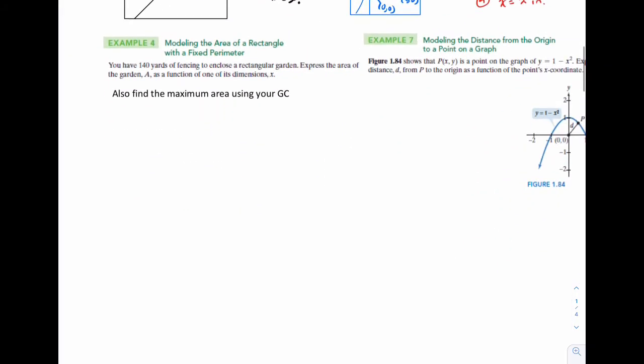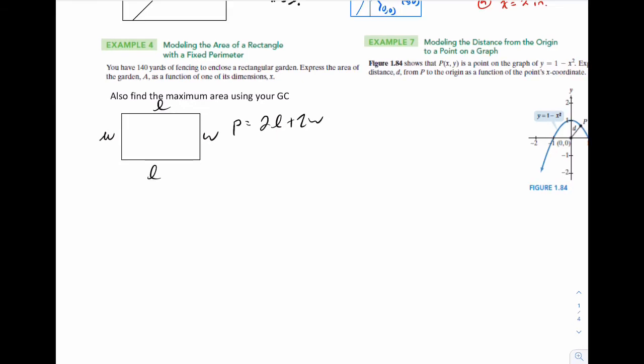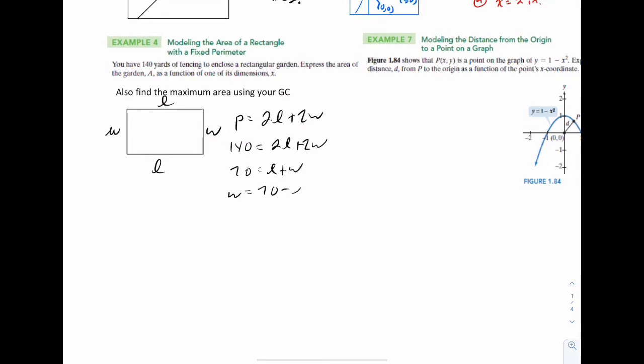We're on our last two examples here. Now it says we have fencing to enclose a rectangular garden. So if you imagine a rectangular garden here, here's our width, here's our length. We can see our perimeter is going to be 2L plus 2W. So 140 should equal 2L plus 2W. 70 is equal to L plus W. So W should equal 70 minus L.